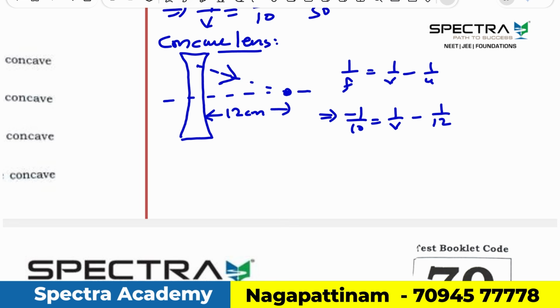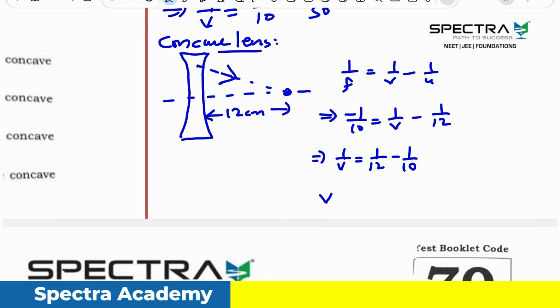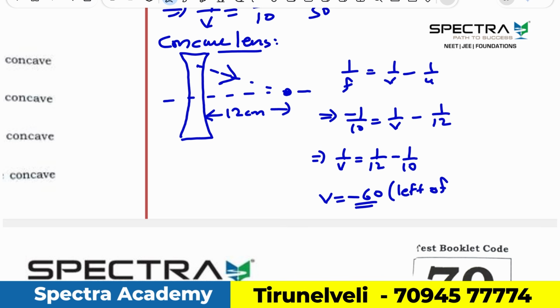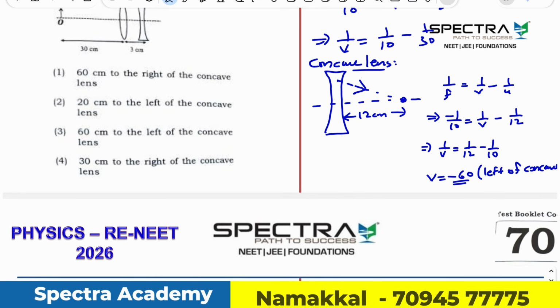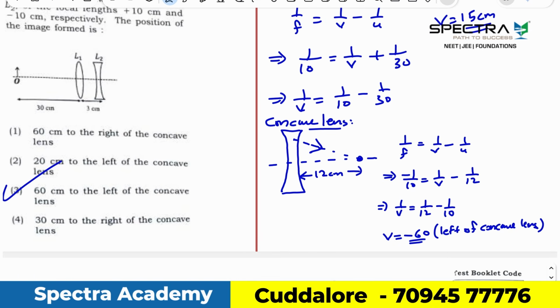Okay, concave lens focal length is negative, so if I apply, 1 by v is equal to 1 by 12 minus 1 by 10, what if I solve it? V is equal to minus 60. What do you mean by minus 60? Minus 60 means left of concave lens. So what is the right option? 60 centimeter to the left of the concave lens will be your final image.